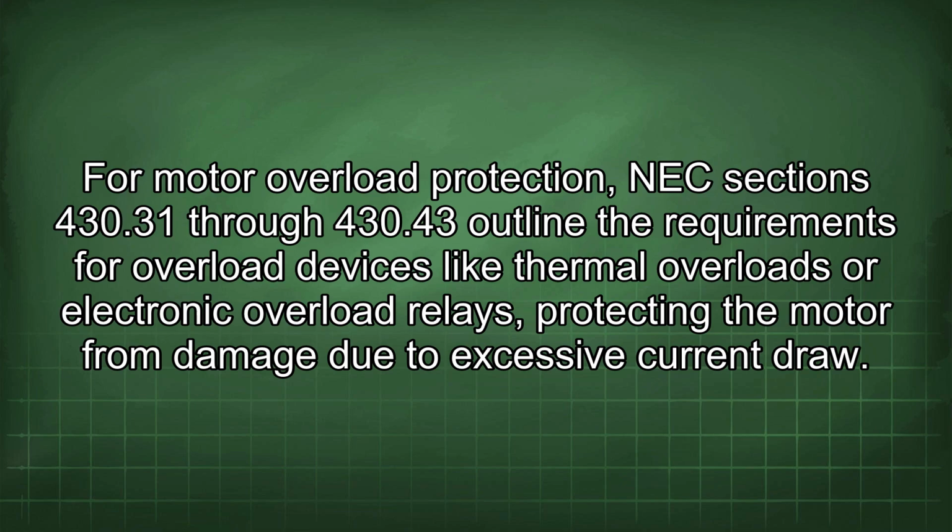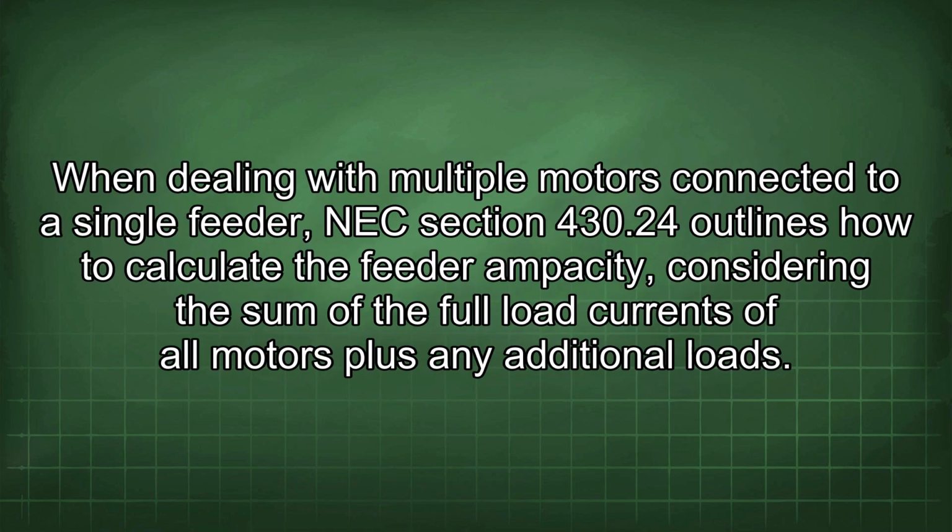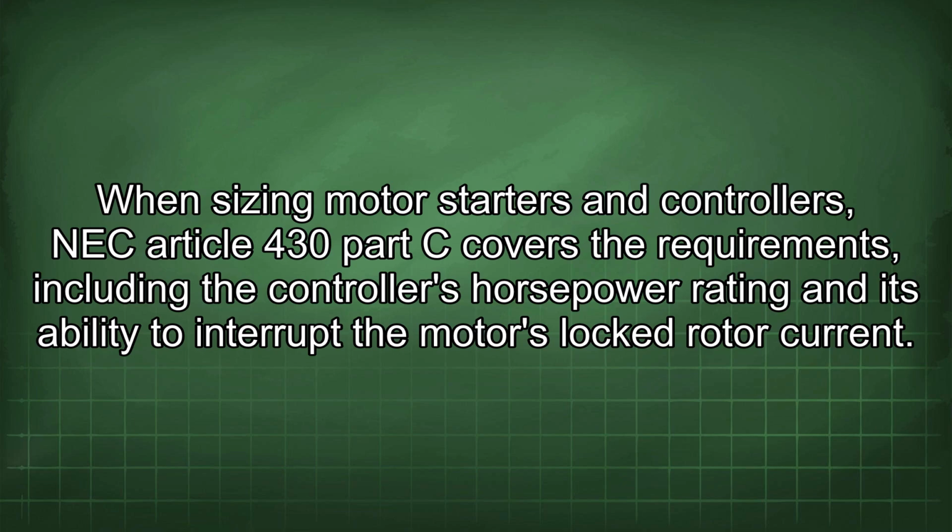For sizing fuses or circuit breakers for motor branch circuits, NEC Section 430.52 provides guidance on the maximum allowable rating or setting of the overcurrent protective device, ensuring proper short circuit and ground fault protection. When dealing with multiple motors connected to a single feeder, NEC Section 430.24 outlines how to calculate the feeder ampacity considering the sum of the full load currents of all motors plus any additional loads. When sizing motor starters and controllers, NEC Article 430 Part C covers the requirements, including the controller's horsepower rating and its ability to interrupt the motor's locked rotor current.